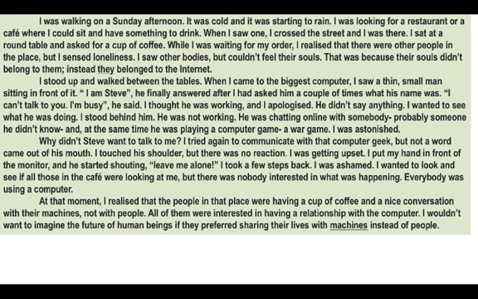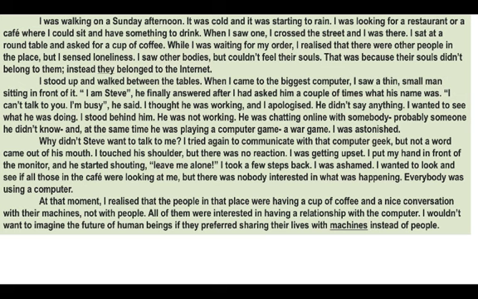So starting with the first line: I was walking on Sunday afternoon. It was cold and it was starting to rain. So describing the scene here. I was walking on a Sunday afternoon. It was cold and it was starting to rain. I was looking for a restaurant or a cafe where I could sit and have something to drink. I was looking for a restaurant.